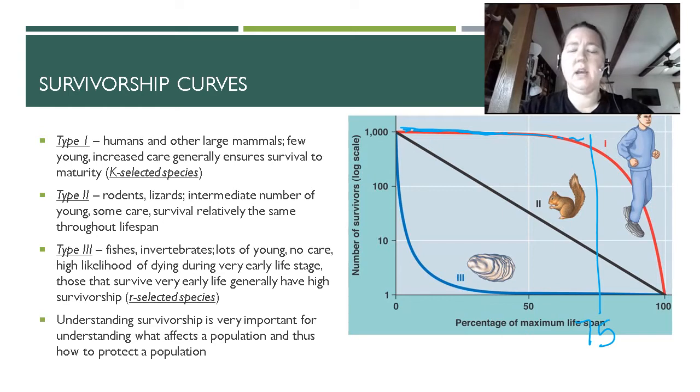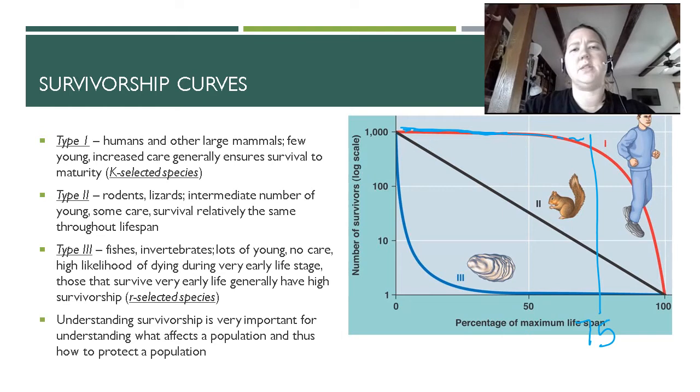K-selected species. So what that means is they have few young, and a lot of times because of that fewer number of young, the parents actually give more care to the young. So depending on how many siblings you may or may not have, okay, your parents can give you care. If you had 20 siblings, they wouldn't necessarily be able to give you the same amount of attention and the same amount of care that they would give you if you had 2 or none, okay?